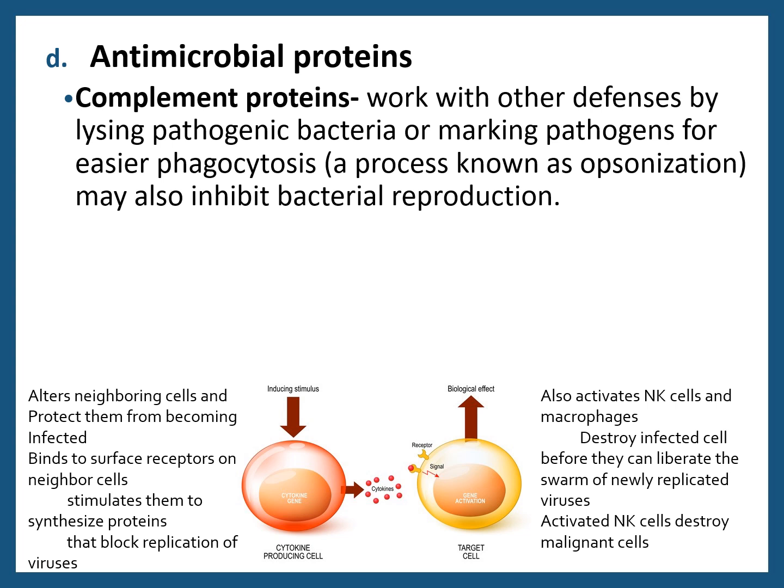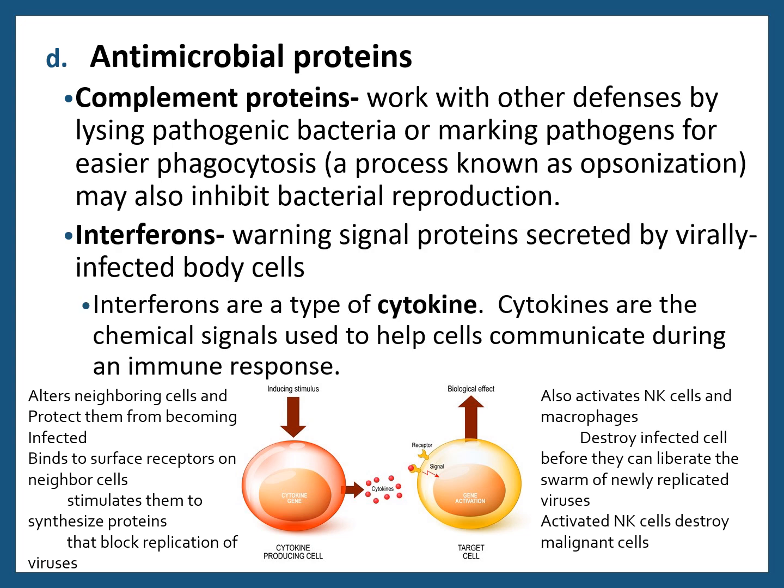So part of our immune system has to do with antimicrobial proteins. So there are proteins that will work with other defenses by lysing open pathogenic bacteria or marking those pathogens for phagocytosis, which is a process known as opsonization.